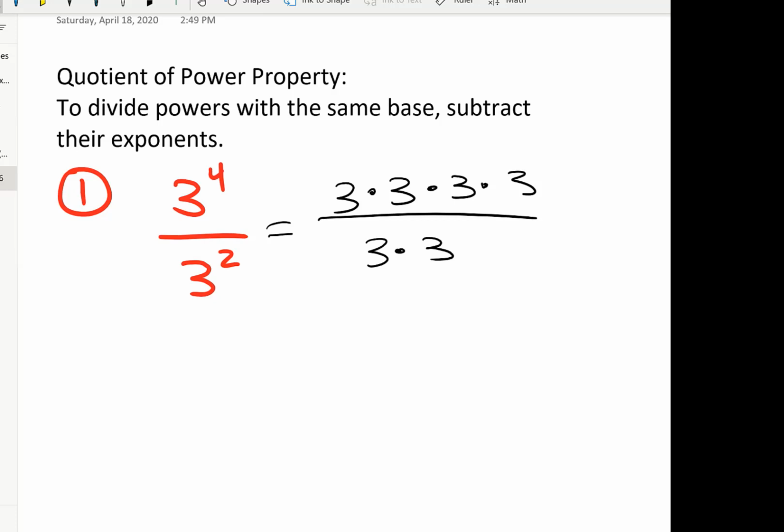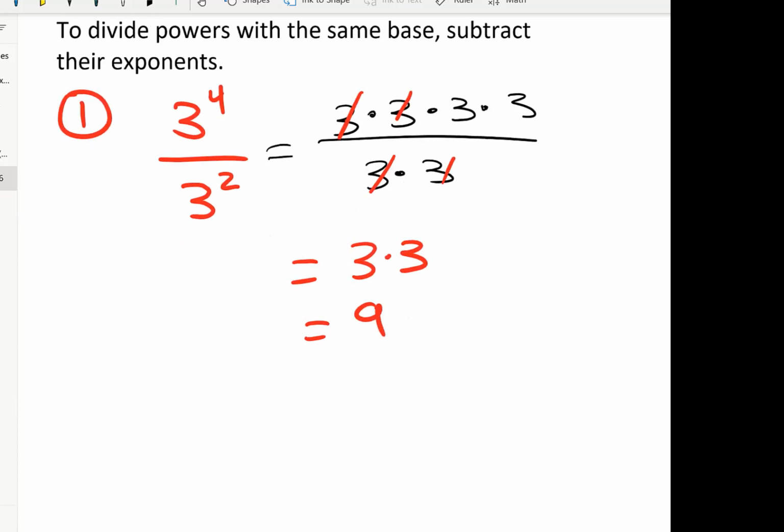If you don't want to do all the math on top and on the bottom, you can just cancel stuff out. You can take 1 from the top and cancel it with 1 from the bottom. 1 from the top, cancel it with 1 from the bottom. And all you're left with is 3 times 3. And what's 3 times 3? It's 9.